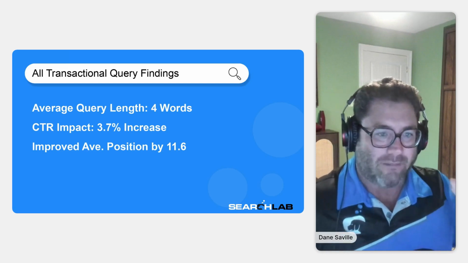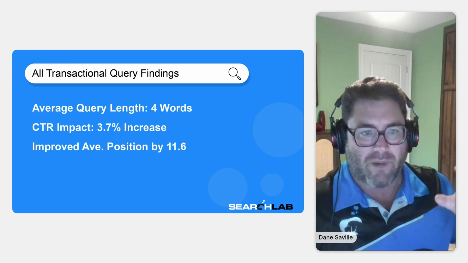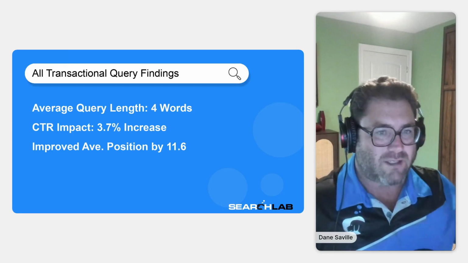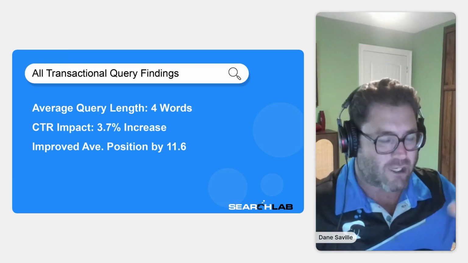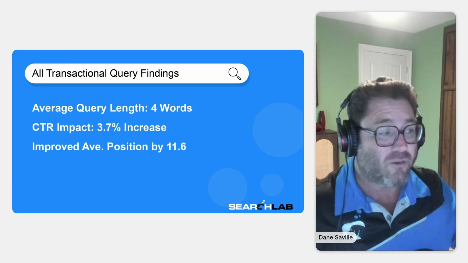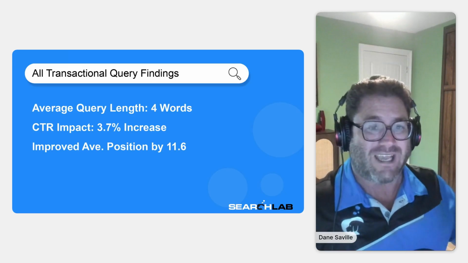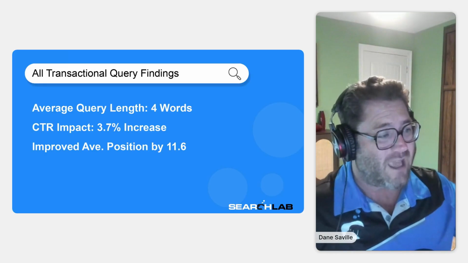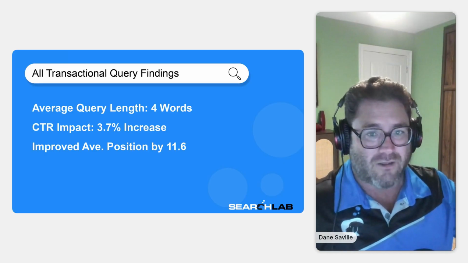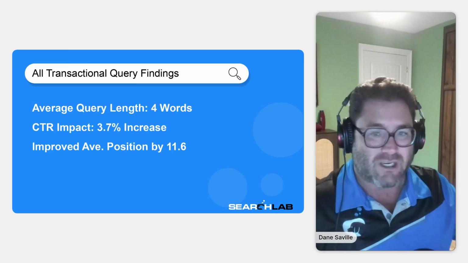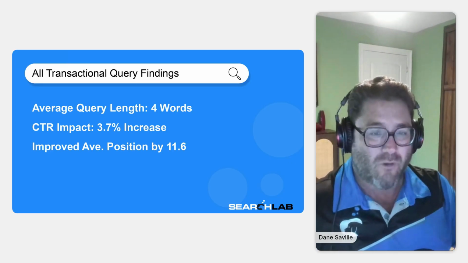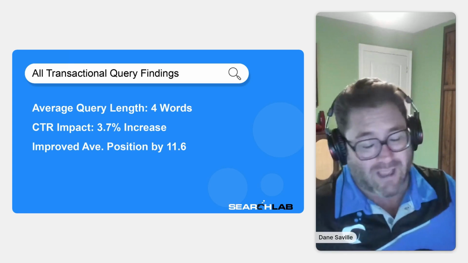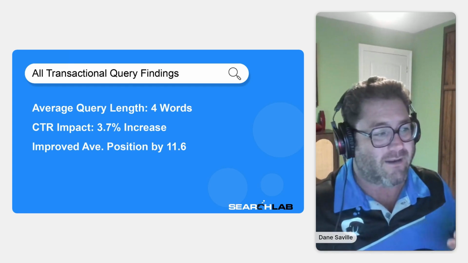Now, here's what's interesting though. Transactional queries. People talk about the loss of organic traffic, but across the whole data set of transactional queries that triggered an AI overview, there was still an average 3.7% increase in click-through rate. Now, mind you, during that time there was also an improved average position of 11.6. So those websites improved their rankings, and then, as a corollary, there is an increase in click-through rate.